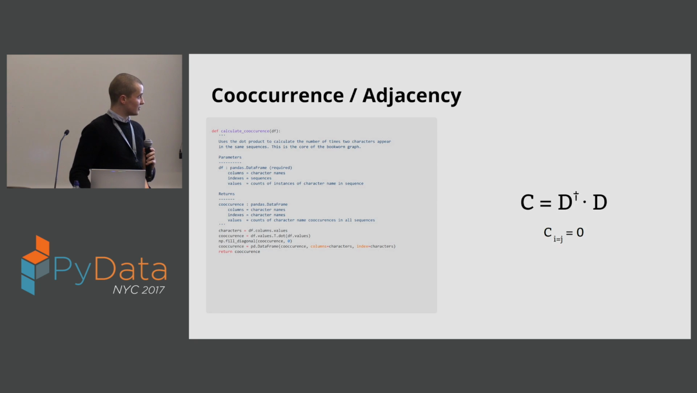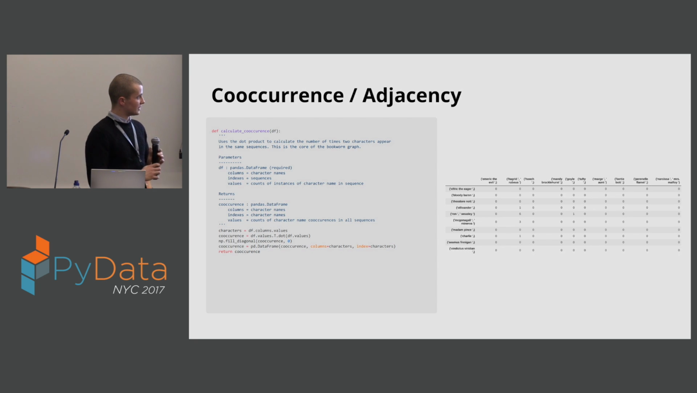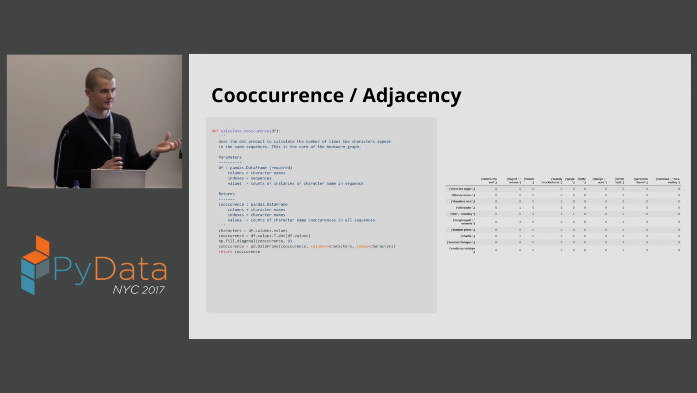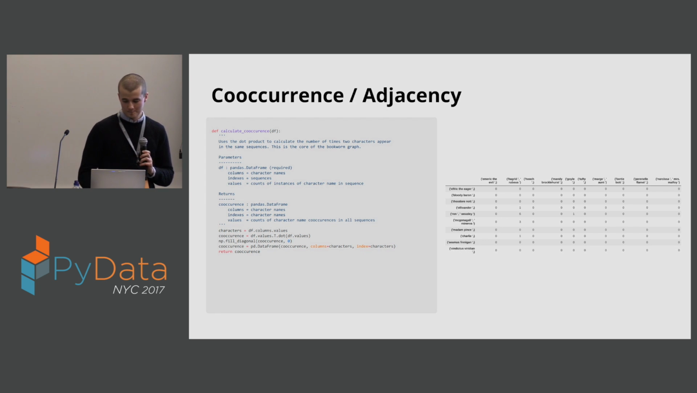From there, we build up an adjacency matrix or co-occurrence matrix by taking the dot product of that with its own transpose. So what we end up with after this is a matrix of character names and character names. Character names along the top and character names down the side, and the number of times that they co-occur in sentences. That gives you a measure of how related these characters are. And that's basically it. Once you have an adjacency matrix, you can do all sorts of graph theory stuff and network analysis. And that's where it all comes from.